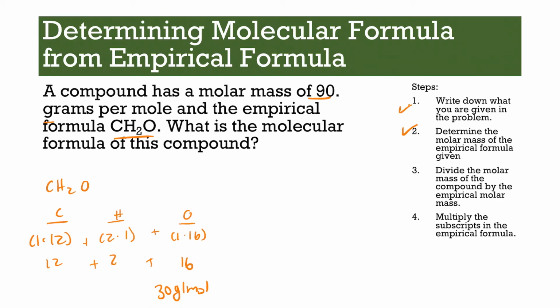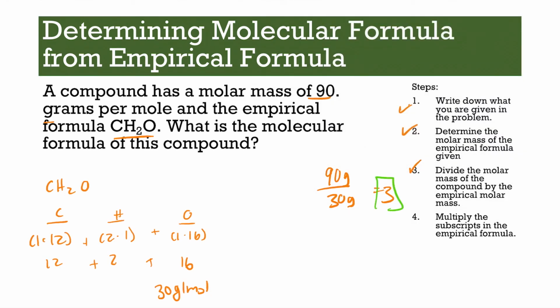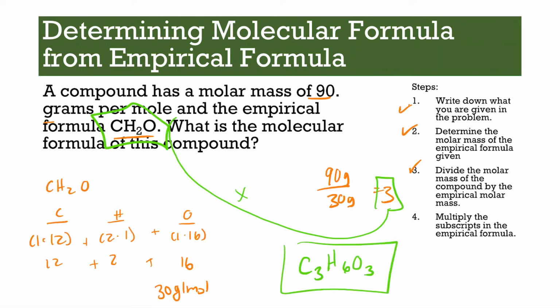Okay. Next, divide the molar mass of the compound by the molar mass of the empirical formula. So 90 grams divided by 30 grams gives us 3. That's done, but we're not done with the question. We gotta take this, multiply it by that. So we get C3H6O3, just like that, and that is your formula. So again, as long as you're following each step, that helps you a lot, and that's pretty much it.